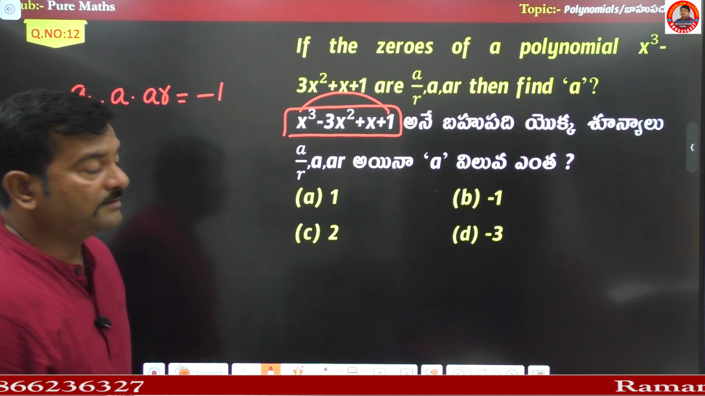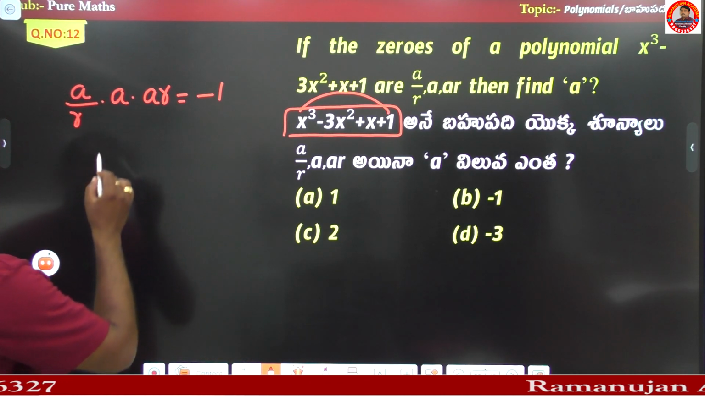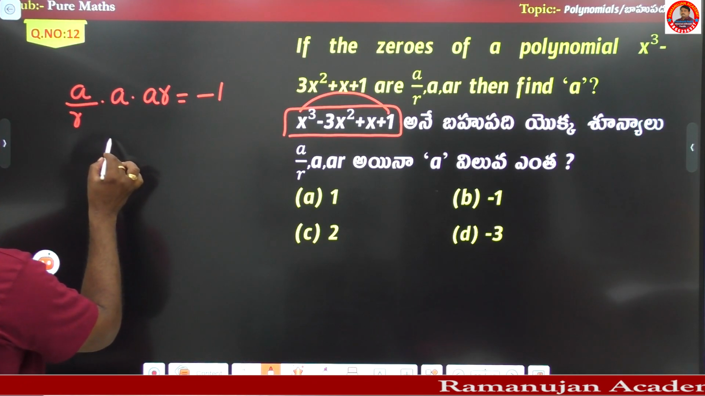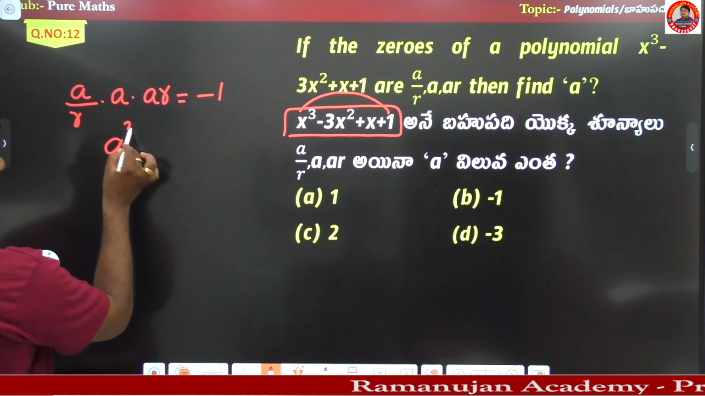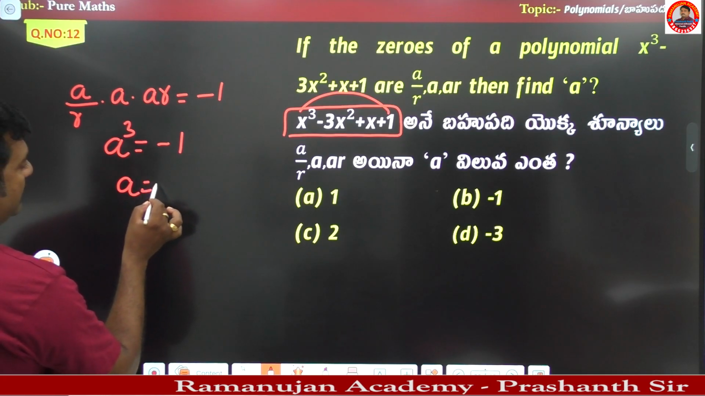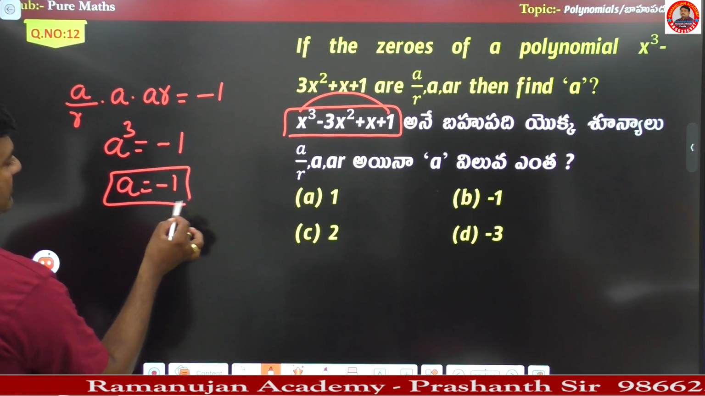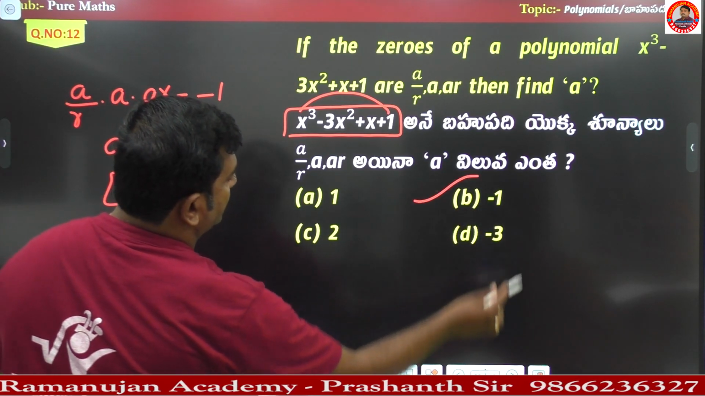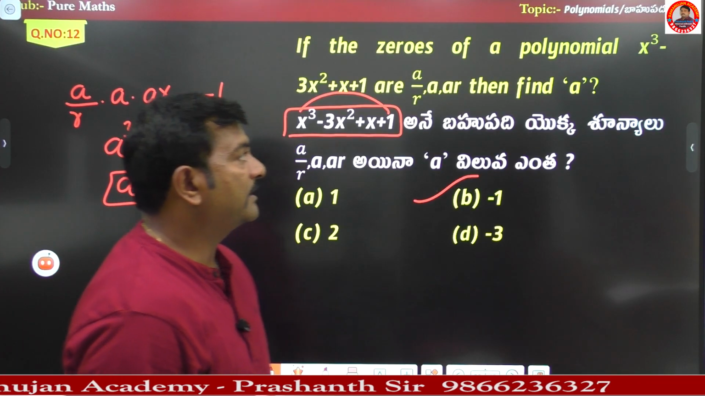Minus d by a means minus 1 by 1, which is minus 1. So a cancels, and a into a means a cube. A cube value, how much? Minus 1. A cube value minus 1 means you can take a value also minus 1. Therefore, what is the a value? Minus 1.